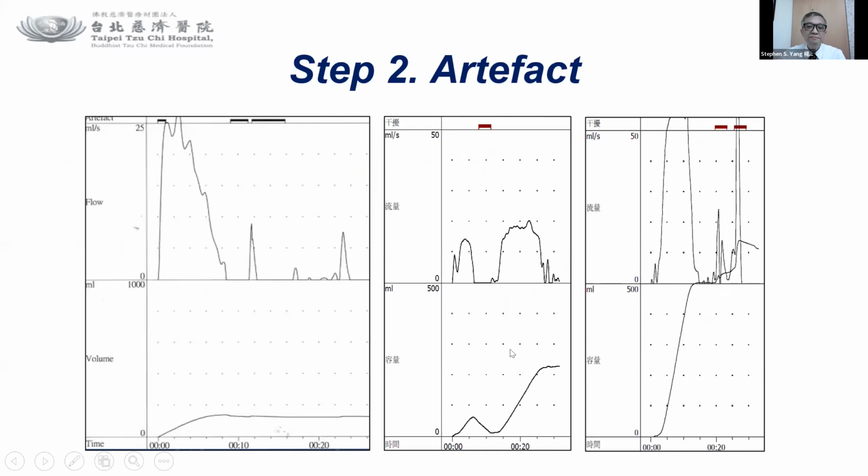Artifact. In the MMS uroflowmeter, you can see the mark here. It means artifact. For example, you can see the voided volume increase and decrease and increase. So this is really artifact. And also you can see voided volume suddenly increase. So these are the artifacts, and you have to do it again.